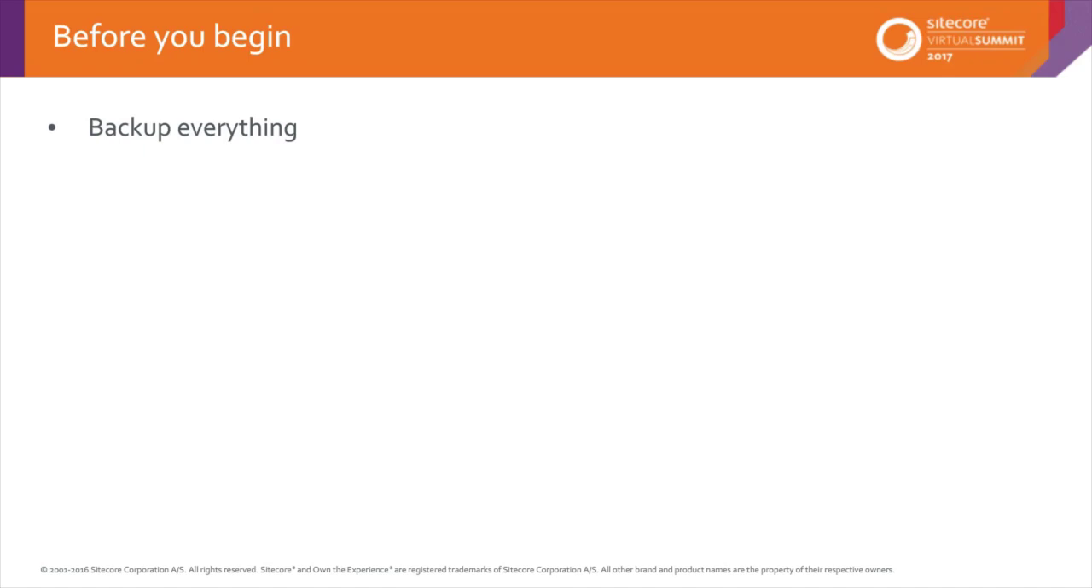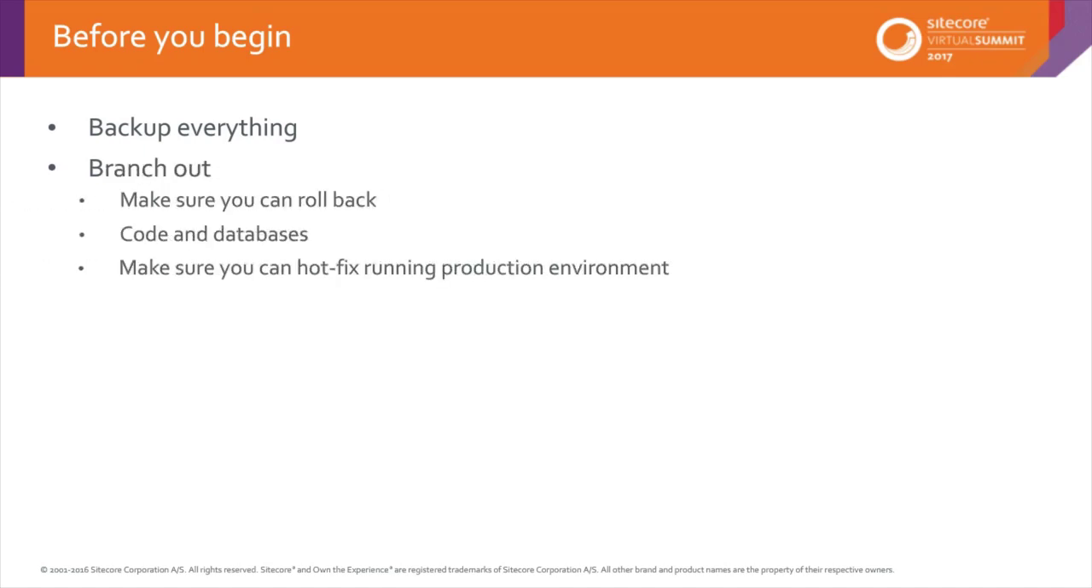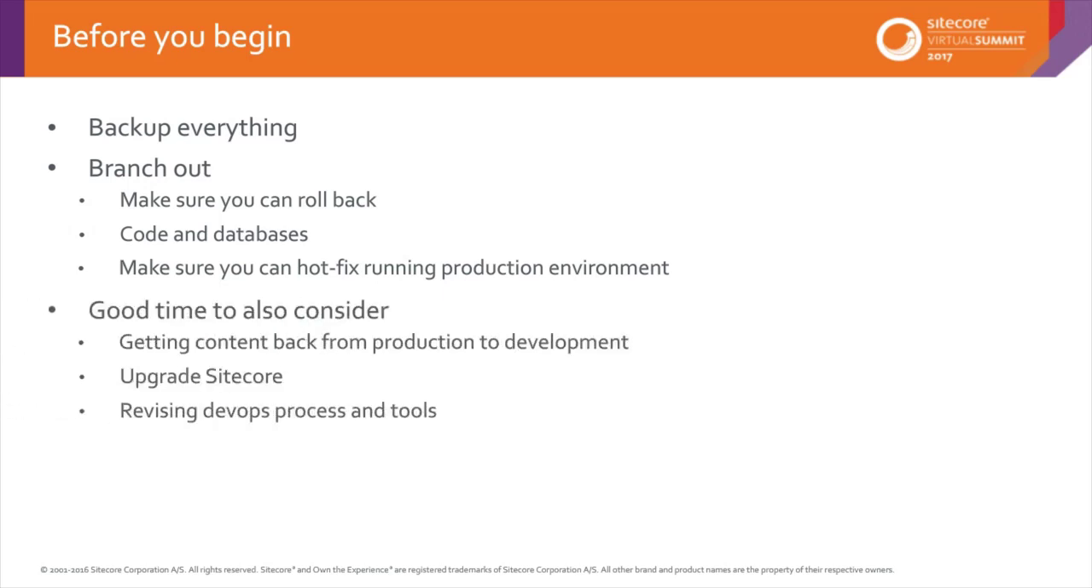You also need to branch out. Make sure you can roll back if you want to. You need to branch out the code and the data in the solution. And if the solution is running in production, you of course need to keep a branch for hotfixing the running production environment. This is also a good time to consider getting the actual production content back to the development environment.